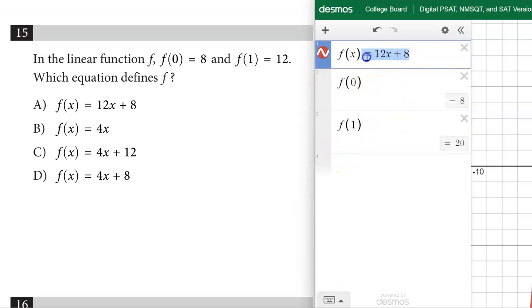So we're going to change it to f of x equals 4x, and these will automatically update. F of 0 is no longer 8. In fact, both of them are wrong now. So let's add 12, and now f of 0 is 12. That's not going to work. So f of 4x plus 8. F of 0 is now 8, and f of 1 is 12. The correct answer is answer choice D.